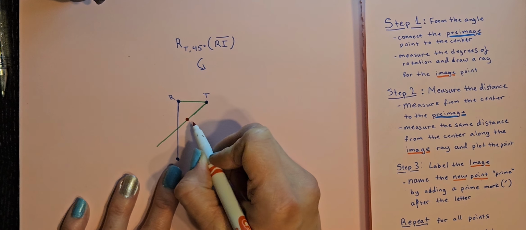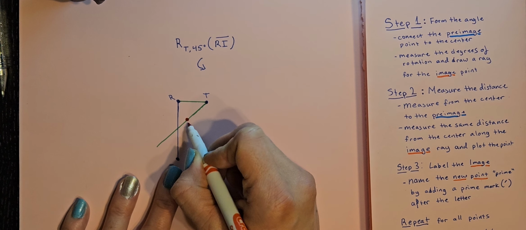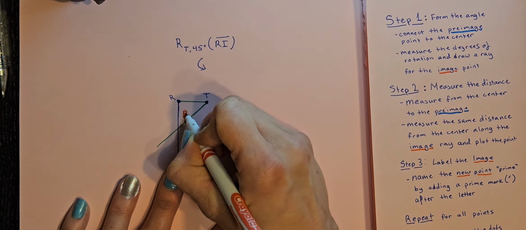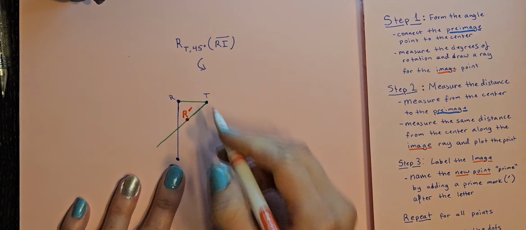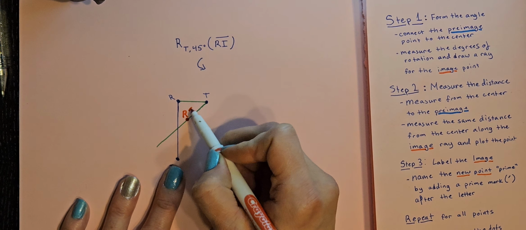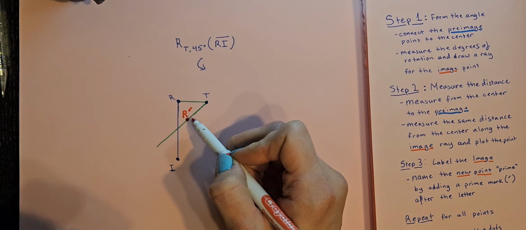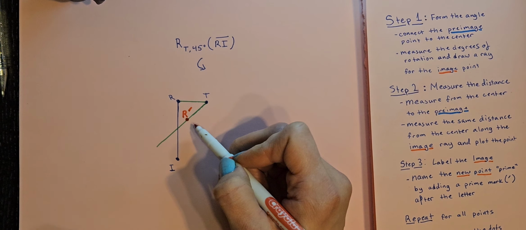So now we're going to label. So our new point is going to be named, we rotated point R, so we're going to name it R prime. You take the same letter, but you add this little prime mark to show that it's the new point, that it's the image point after the rotation.